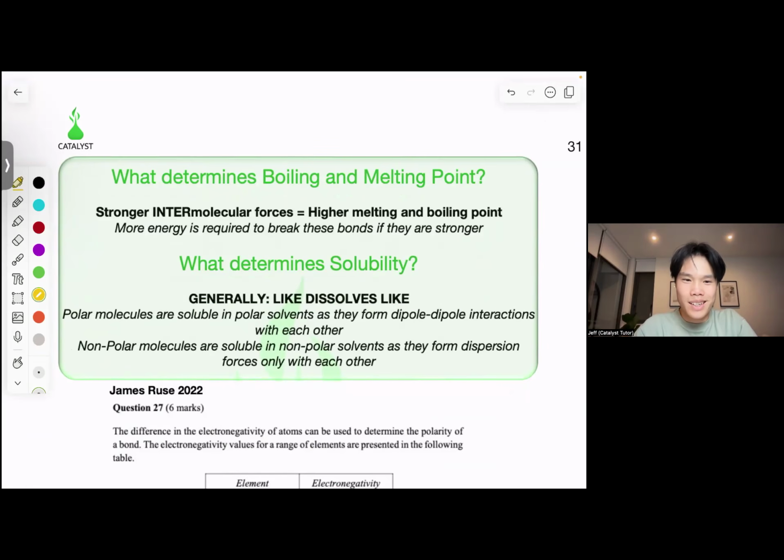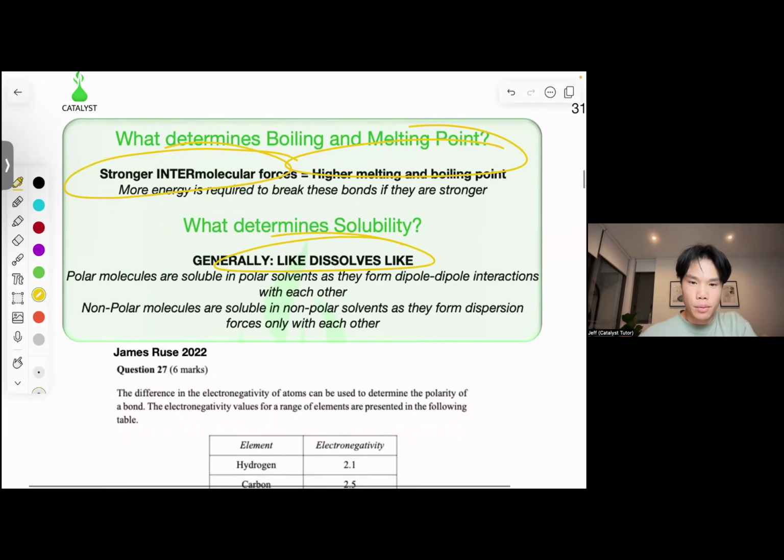Okay. And what determines solubility? Like dissolves like. So if you have a polar substance, it will dissolve in a polar solvent. If you have a non-polar substance, it will dissolve in a non-polar solvent. And it's because they form similarly energetic bonds, so that when you break and form bonds, the exchange is basically the same. I'll explain it a bit more in a second, but take away for now that strong intermolecular force means high melting point, boiling point, and like dissolves like in terms of solubility. They're your main governing principles.